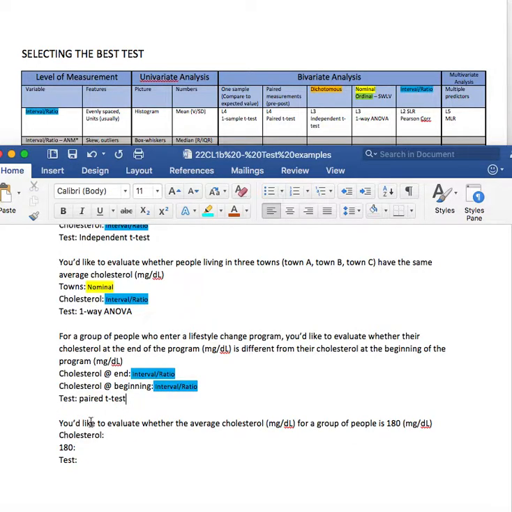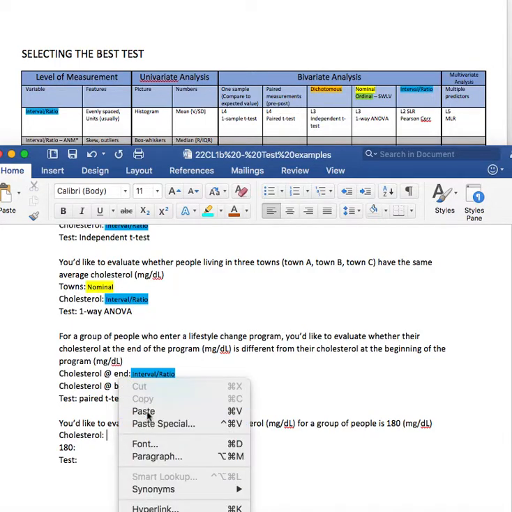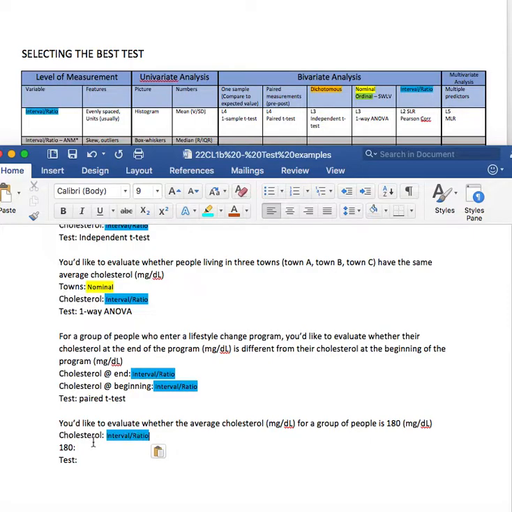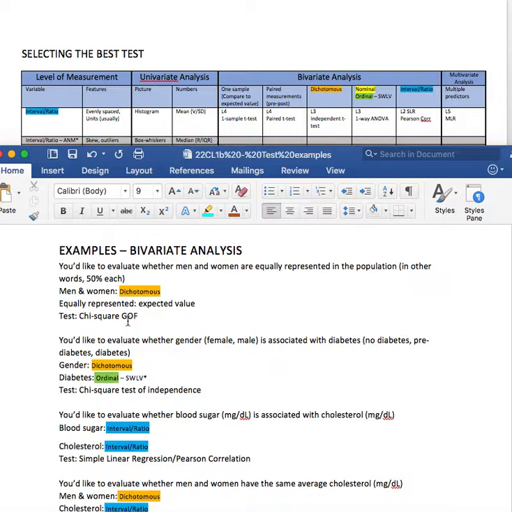The next one is very much related to a paired t-test, and this is where you'd like to evaluate whether the average cholesterol, so we keep coming to the same variable, for a particular group of people is equal to 180 milligrams per deciliter. And so here we have cholesterol, and again, it's an interval ratio variable. And this 180, I hope this is familiar to you. Here we have some kind of an expected or reference value.